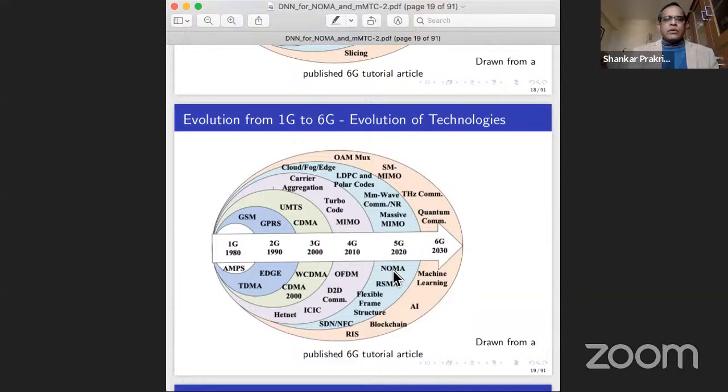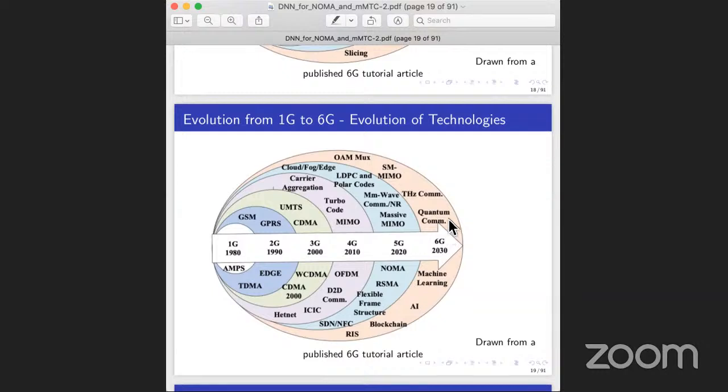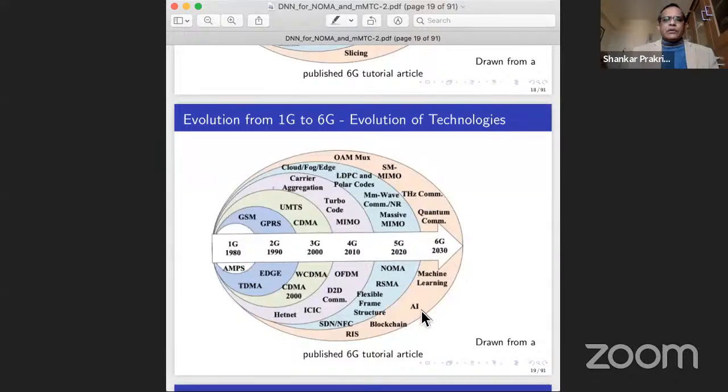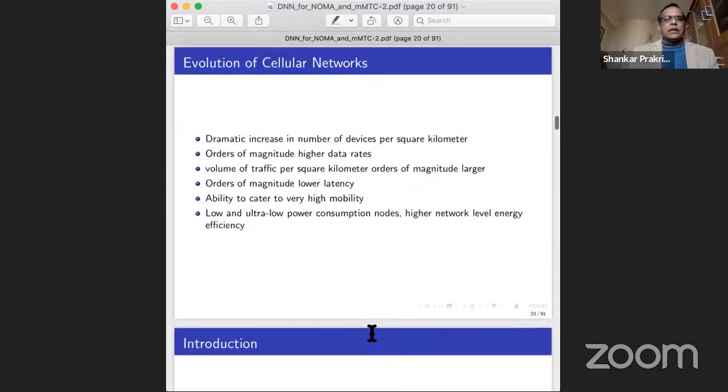Non-orthogonal multiple access first came in some form in 4G, but in 5G it appeared to be used on a much larger scale. Millimeter wave communication. But in 6G, the type of things people are talking about are very different. We're talking about quantum communication, terahertz communication, and you're looking at artificial intelligence and RIS, reconfigurable intelligent reflecting surfaces. We'll see that a little bit later. So the story seems to be that there's going to be a dramatic increase in number of devices per square kilometer and orders of magnitude higher data rates.